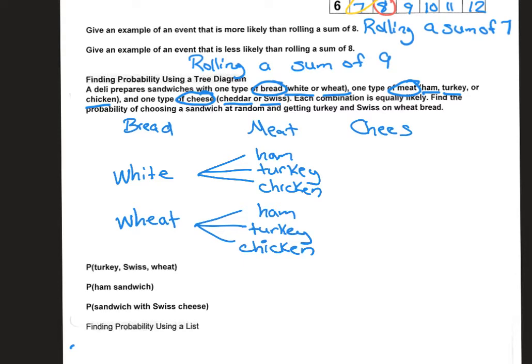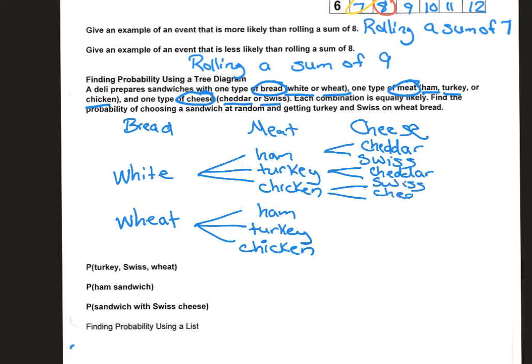Every event that can occur. Whoops, I forgot my E on cheese. Now from each type of meat, we have two choices of cheese. We could have cheddar or Swiss. And that's going to come from every meat choice. Cheddar or Swiss, and cheddar or Swiss.